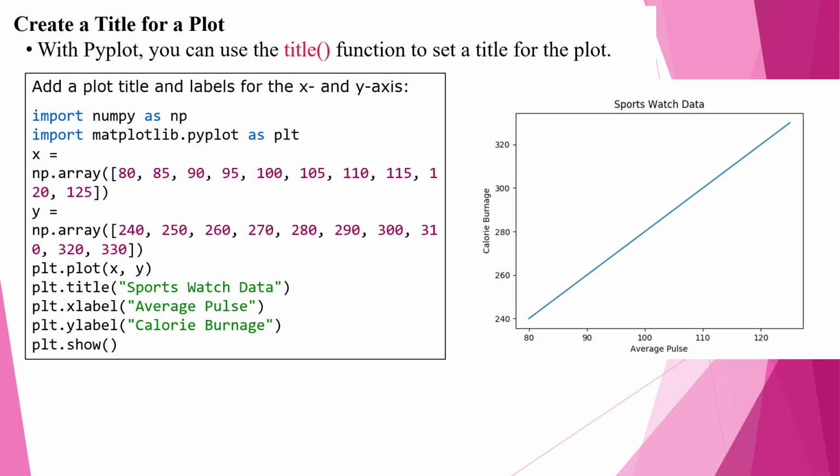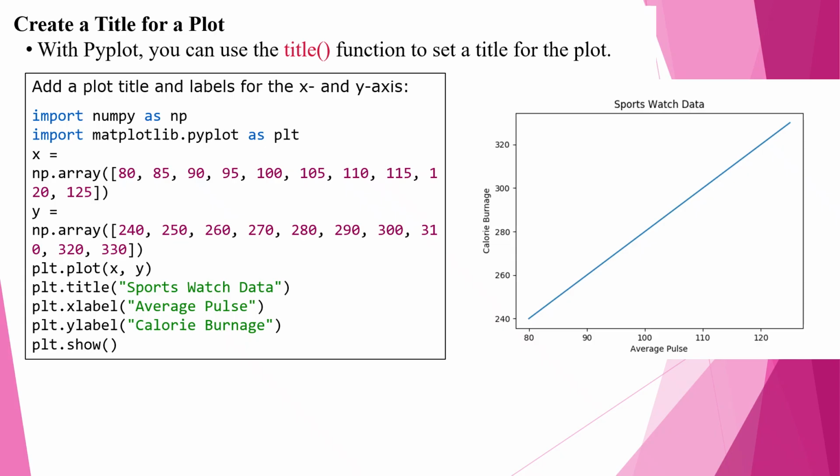The code in this slide demonstrates how to add a title along with axis labels to a plot using Matplotlib. First, NumPy and Matplotlib libraries are imported and the data for x and y values is defined using arrays. The plot function is used to create a line graph based on these values. The title function is then used to add a descriptive title, sports watch data, which provides context for the visualization.